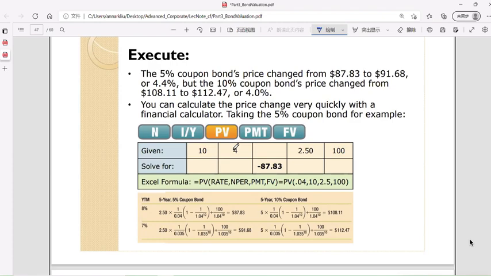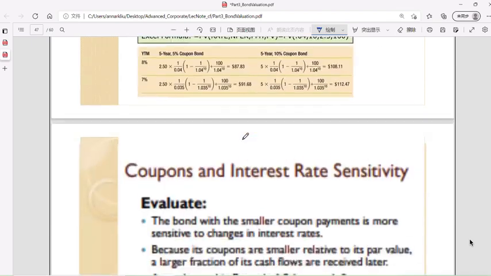So what do you see here? The maturity actually makes a larger difference than the coupon payments in terms of interest rate risk. Okay, so that's what we have so far.